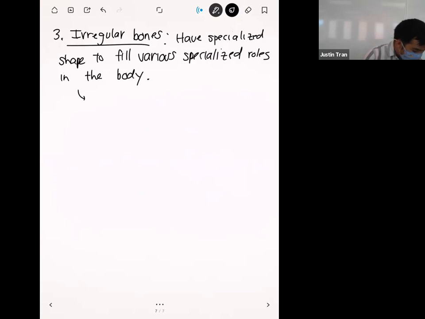Right, so some examples that you'll see are things like your vertebrae. Your vertebrate bones are kind of cuboidal in shape, so you can make the argument that they're short bones. But your vertebrae also have an inside that is hollow for the spinal cord to go through, and it also has appendages that come off the outside to prevent certain motions as well. And so they're technically classified as irregular bones.